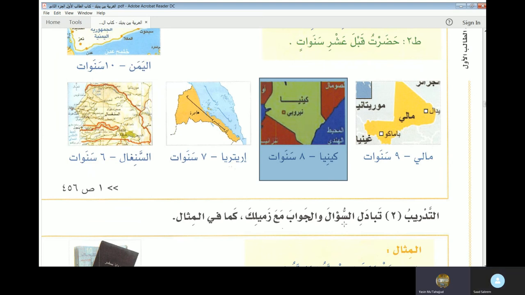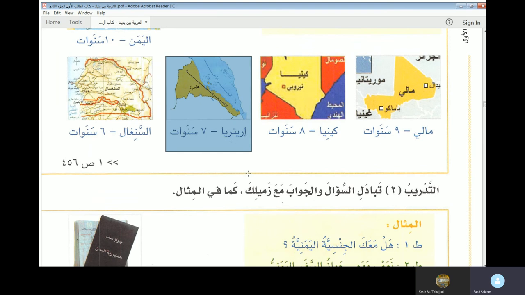Hazartu qabla thamani sanawatin. Okay. Matta hazarta min Eritrea. Eritrea, okay. What country is Eritrea? In English, it is called Eritrea, I think. It is an African country. Or maybe it is a South American country, I am not sure. It is next to the Pacific Ocean.